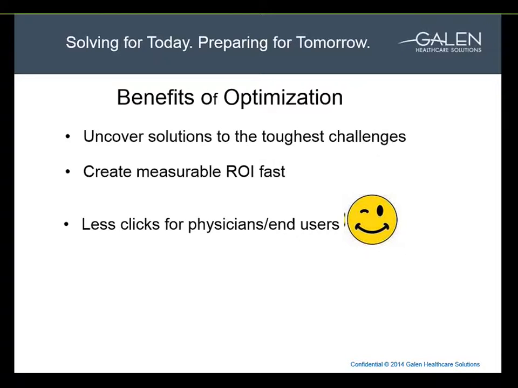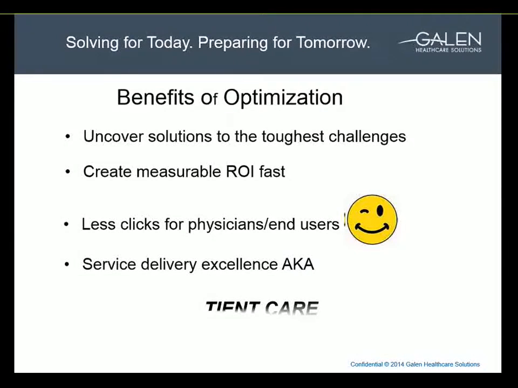One other reason or benefit of optimization, service delivery excellence, also known as optimal patient care. Efficient and productive end users tend to be overall happy, efficient end users and providers, which means happier patients who are much more satisfied with the care they are receiving.